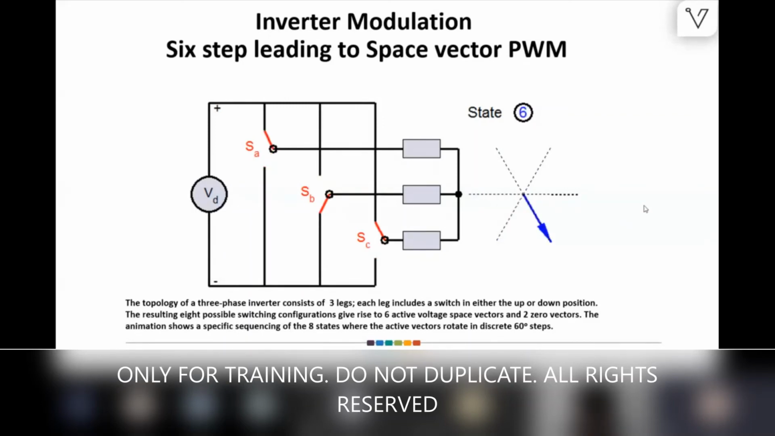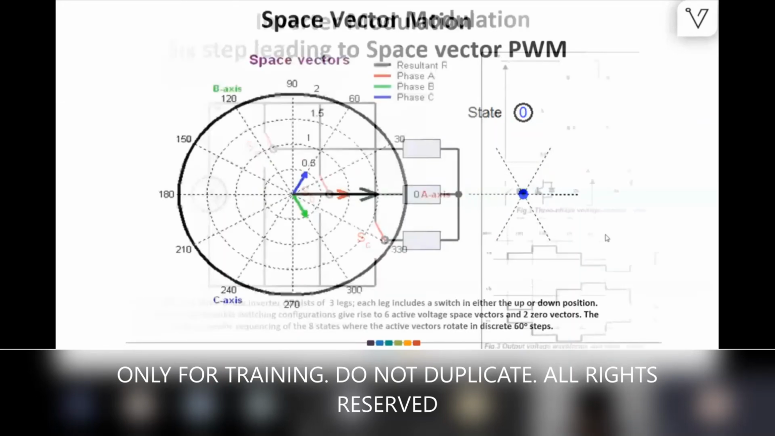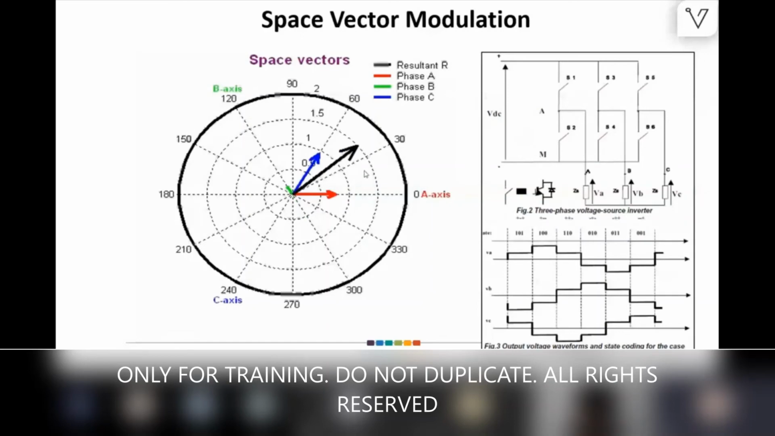I'm not talking about implementation, but at least we can have a better understanding. So this is a 6-step. That is how you can see this magnetic MMF vector. In space vector, we have a very smooth rotation instead of those kind of pulsating 6-step.